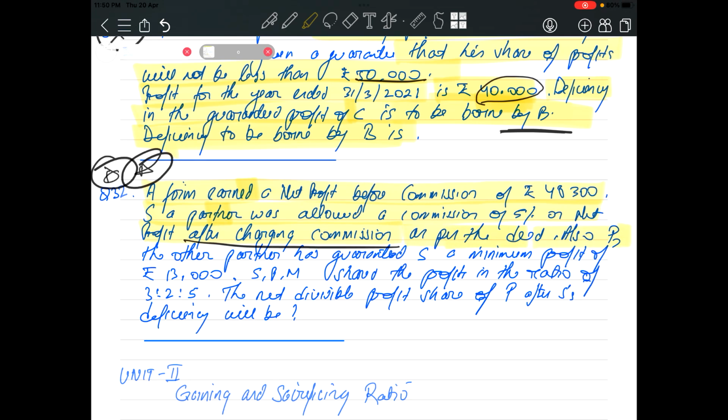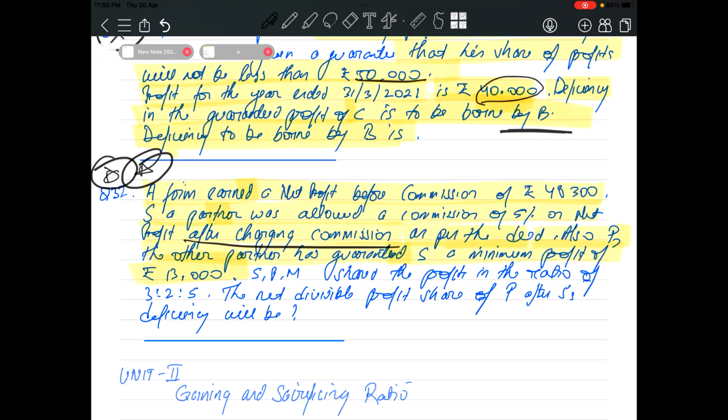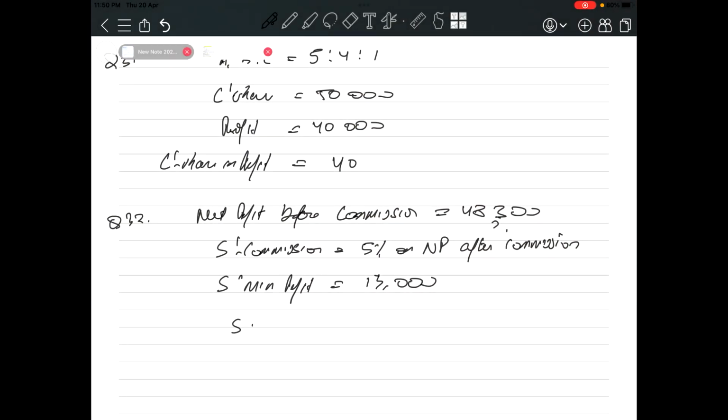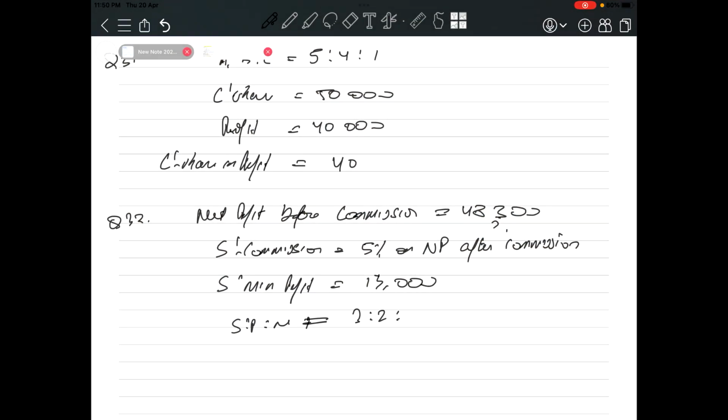Okay, now as per the deed, P, the other partner, has guaranteed S a minimum profit of 13,000. Okay, S has been guaranteed a minimum profit of 15,000. Okay, sorry, 13,000. Now S, P and M share the profit in the ratio of 3:2:5. Okay, so S, P and M are sharing profits in the ratio of 3:2:5.